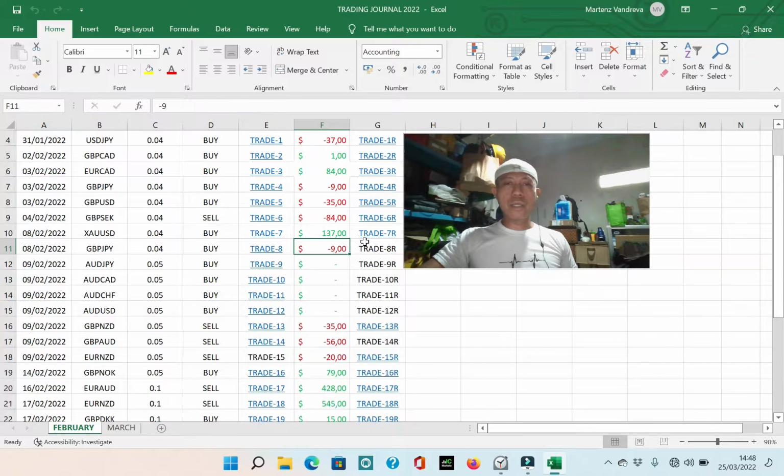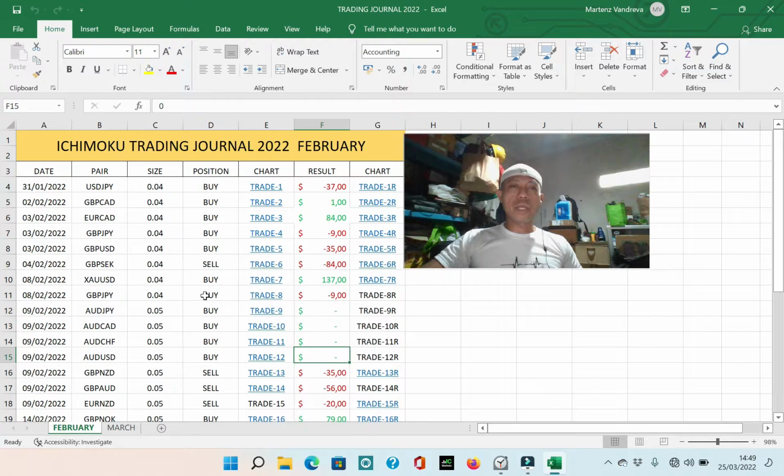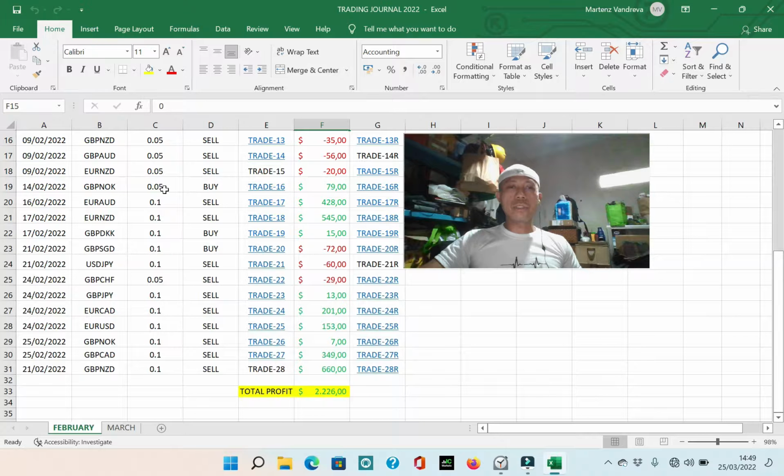You can see I didn't hide anything. This column is empty because I closed the trade at the break-even point, so I closed the trade and didn't put a number here, but basically it is only 0, 0, 0, and 0. And the size is also different. It's 0.04 lot, and then I increased the lot until the maximum lot that I use with the $5,000 capital, 0.1 lot.